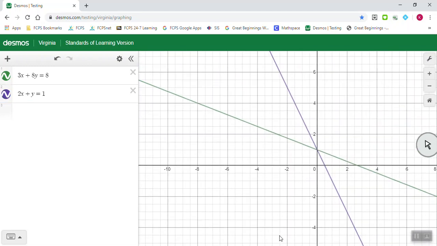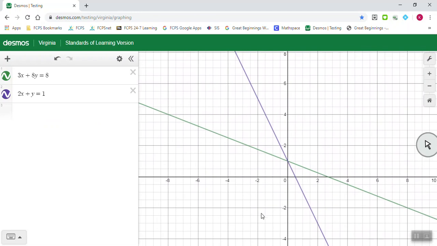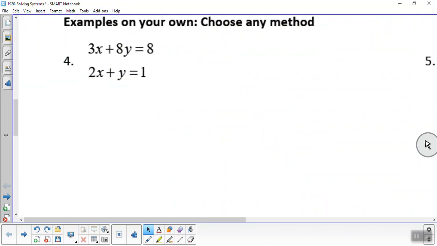I can just click and drag up until I find my intersections. And here I have my intersection of 0, 1. So that is my answer for number 4. Parentheses 0, comma 1.